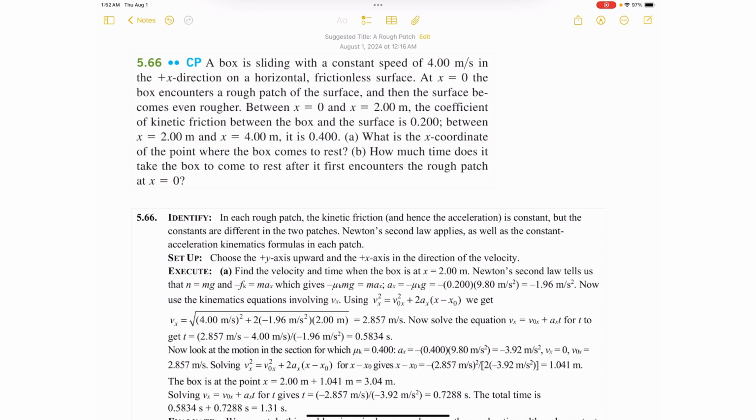And then between 2 and 4 meters, the coefficient of kinetic friction is 0.4. So this box is moving, right? We want to know where it stops from x equals 0. How far does it go, and how long does it take to stop?